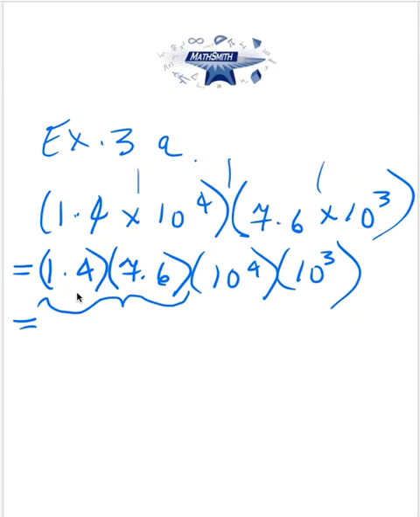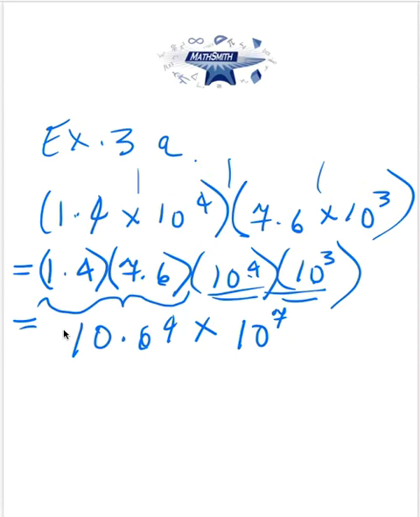Now I want you to take your calculators and calculate this, 1.4 times 7.6. What's that? All right, this is equal to 10.64. And now we're going to do the times 10 part. Now you're going to use your exponent rules to figure this out. If I'm multiplying 10 to itself 4 times and 10 to itself 3 times, how many times ultimately am I multiplying 10 to itself? Well, it's being multiplied to itself 7 times.